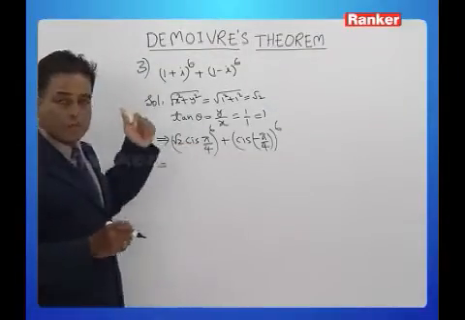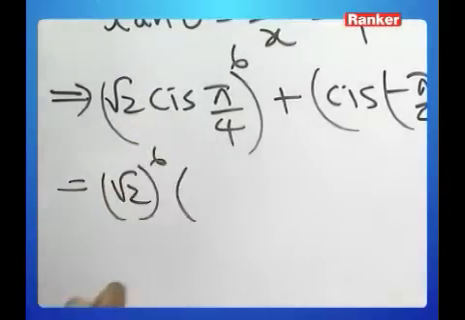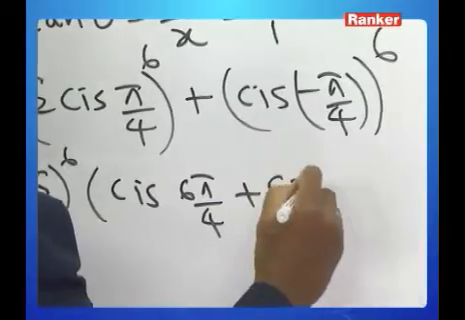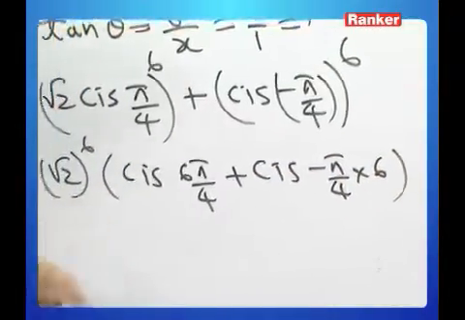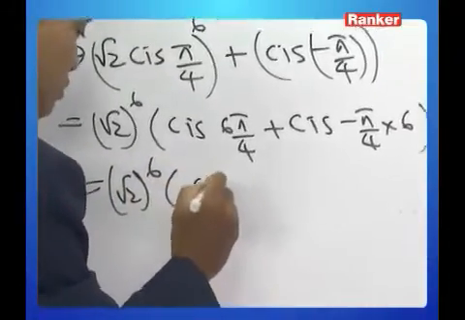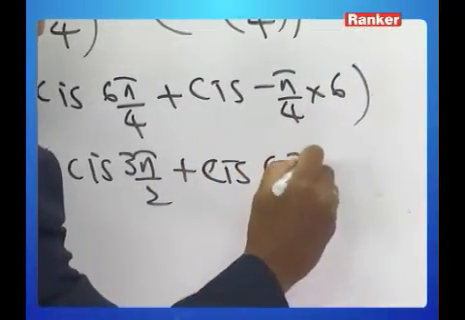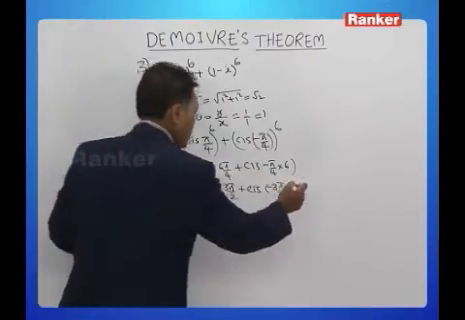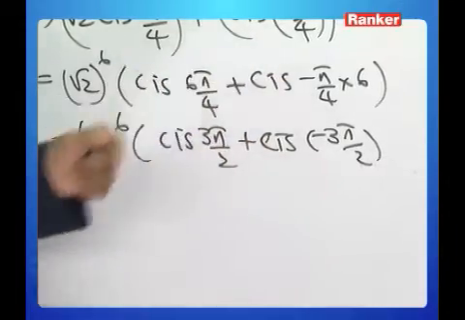Now, take root 2 power 6 common. If you take root 2 power 6 common, remaining is cis 6 pi by 4 plus cis minus pi by 4 into 6. So, this is 3 pi by 2. So, you get cis 3 pi by 2 plus cis minus 3 pi by 2, right. Root 2 power 6, 2 3s are 8. Now, cos 3 pi by 2 plus i sin 3 pi by 2, cos 3 pi by 2 minus i sin 3 pi by 2.